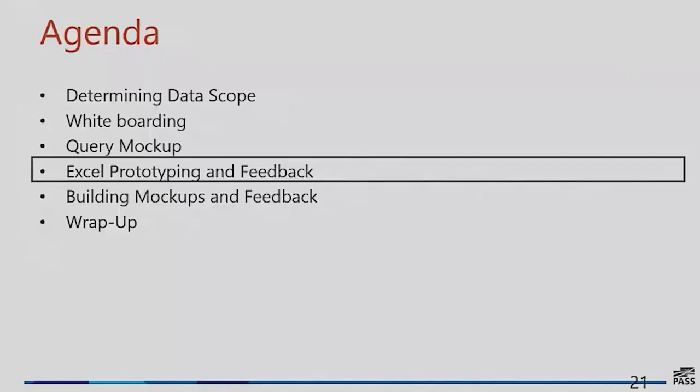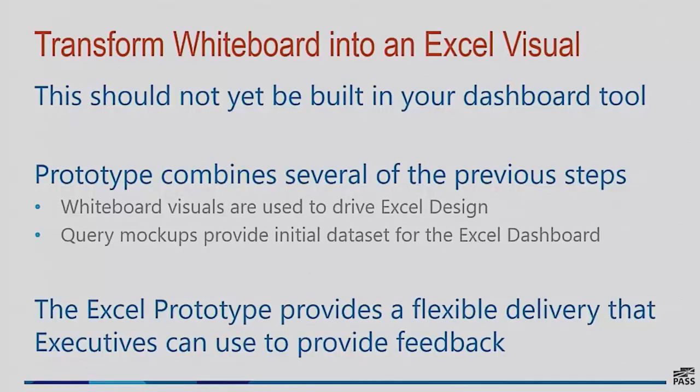So went through that. Let's do some Excel prototyping. Now you're going to transform the whiteboard into an Excel visual. We've got a few tricks with that. First off, prototyping combines several steps from the previous sessions. The whiteboardings, I use this to drive the Excel design. So anything that I took a picture of, like over here, I use that to drive my design, because you're going to bring this back to an executive in the next step and say, how is this close to what you want? And you're going to give them something to play with. So you're going to want to have that picture with you. And also, you've already done the query mockups, which provide an initial data set for the dashboards.